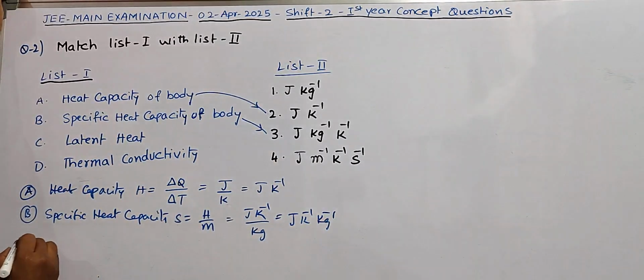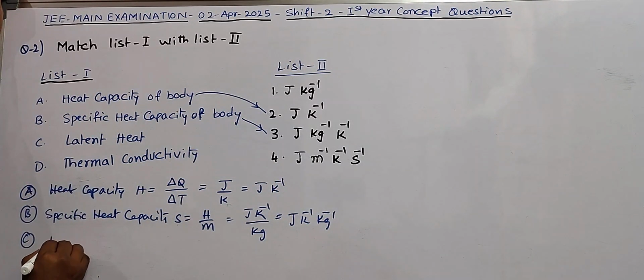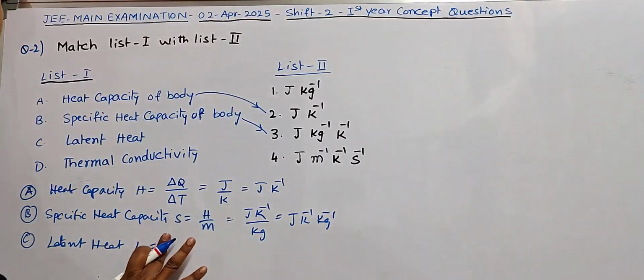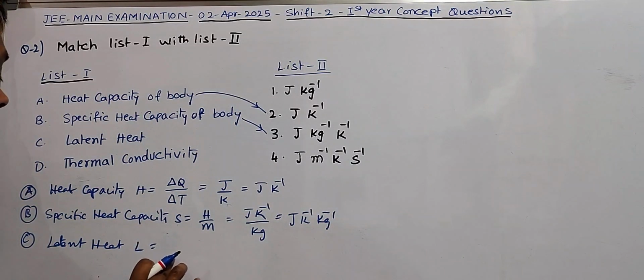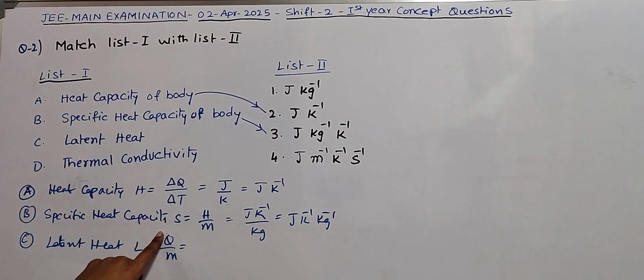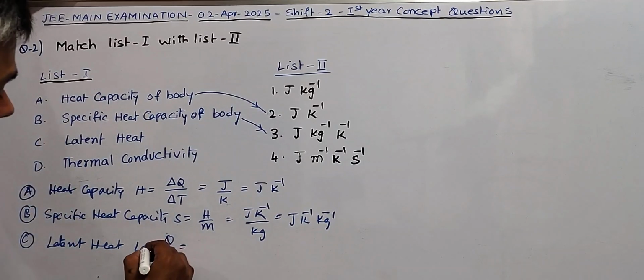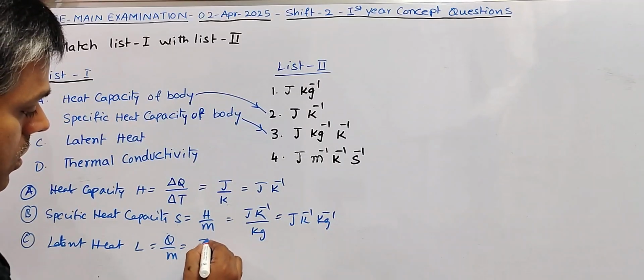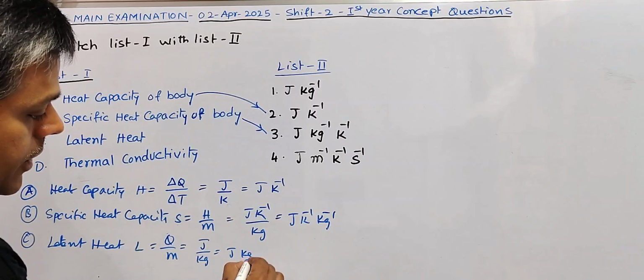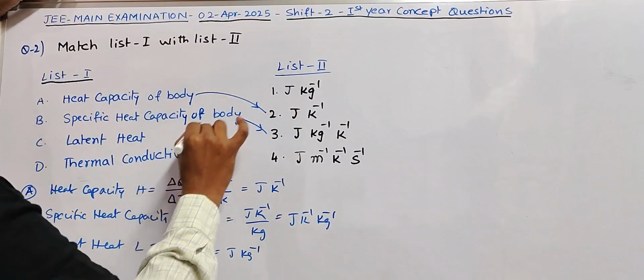Next, the third one, C, is latent heat. Q is equal to m into L, so L is equal to Q by m. That means the amount of heat required to change the phase of matter at constant temperature, and it depends on its mass. Q is in joule and mass is in kilogram, so L is joule per kilogram. This is the correct option.